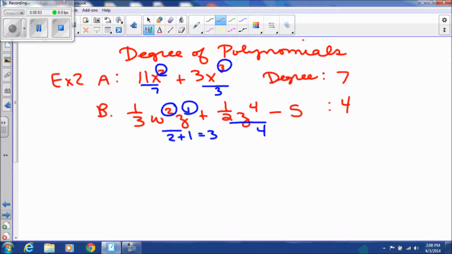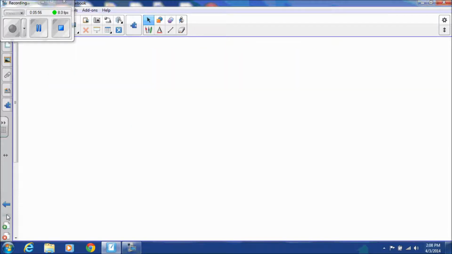Now we'll practice writing these in standard form and giving the leading coefficient. Remember, the leading coefficient is the coefficient of the first term when written in standard form.